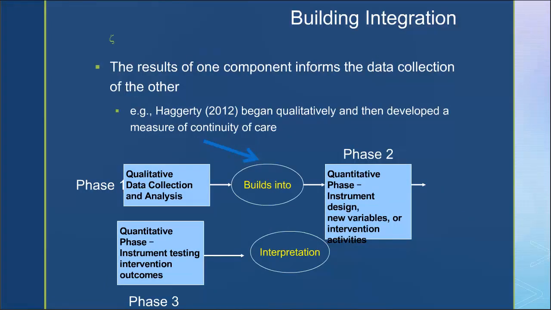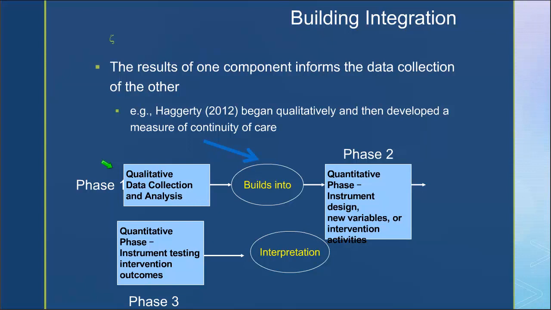Building integration, the third integration strategy that I'll talk about, is when the results of one component are informing the data collection of the other component. So this we most often see in an exploratory sequential mixed methods design, and that's what we have at the bottom here. And I apologize this cuts off a little bit, but it'll be cleaned up in the slides that we send out a little bit later. I'll make sure that it looks better.